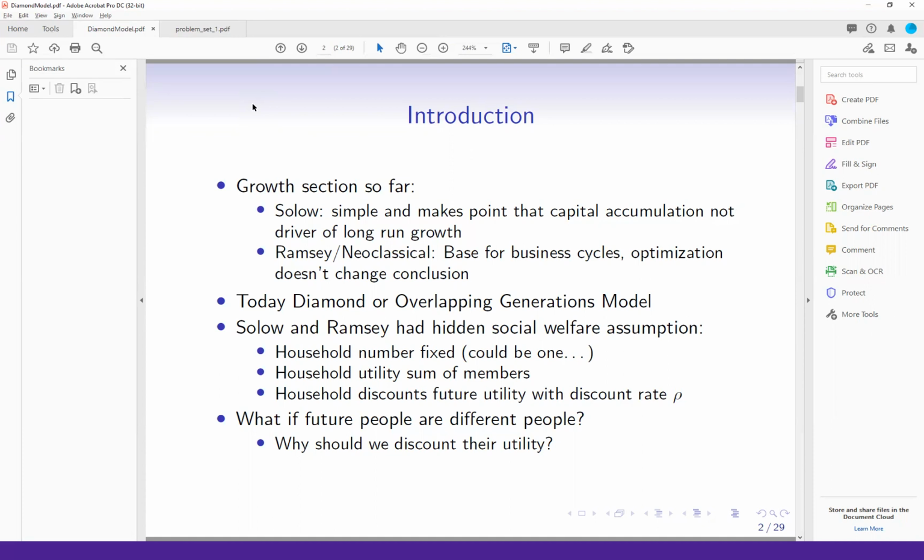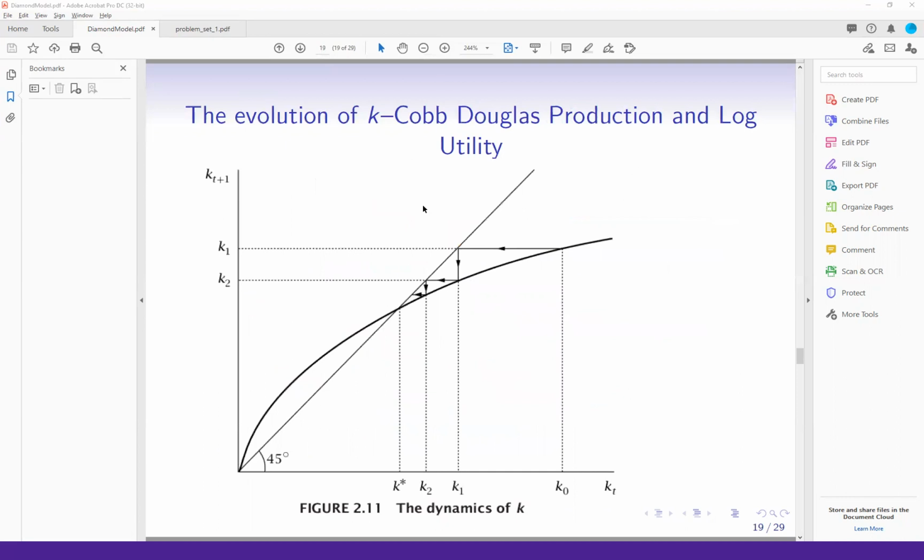Yeah, sorry, I just made a question in the chat. If you could explain the graph on page 19 again, please. Sure. Thank you. Okay, so you want to know about these arrows, how this works.